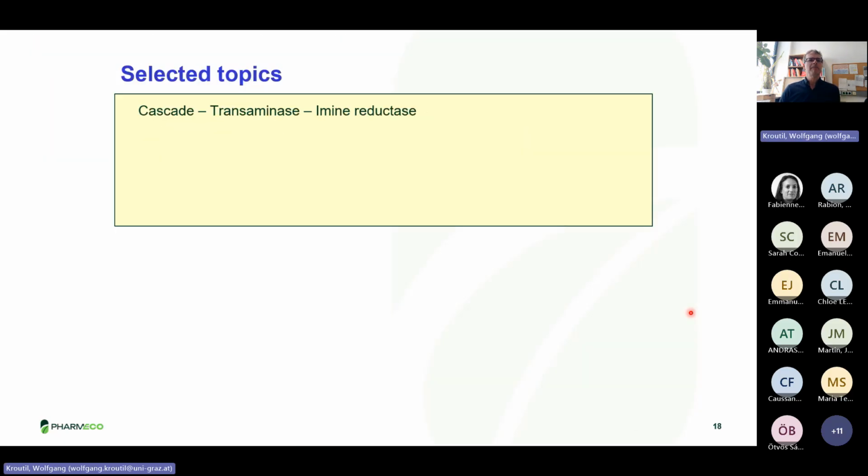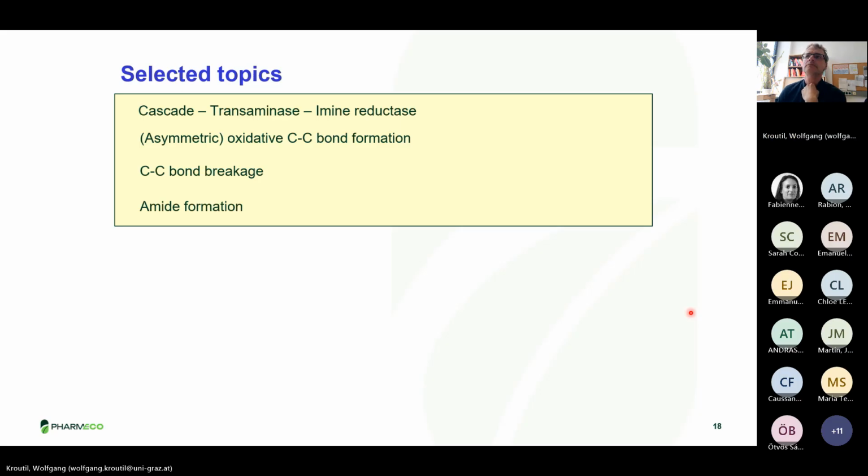So in the main part of my presentation, I would talk briefly about transaminases, showing you an example of a cascade; asymmetric oxidation of a CC bond, oxidative CC bond formation; an example where we observed or exploited CC bond breakage; and lastly, amide bond formation.